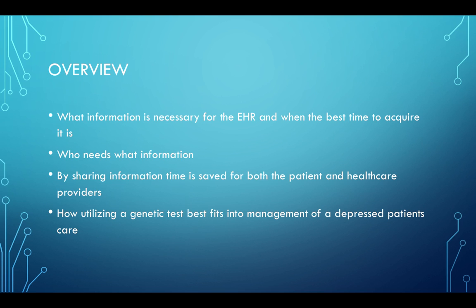So the overview is that this process describes the information that is necessary for the EHR and when the best time to acquire that information is, who needs what particular information, like for instance the pharmacy didn't really need a lot of the information that the primary care provider and the psychiatrist had. By sharing information, time is saved for both the patient and the healthcare provider, and how utilizing a genetic test best fits into the management of a depressed patient's care.